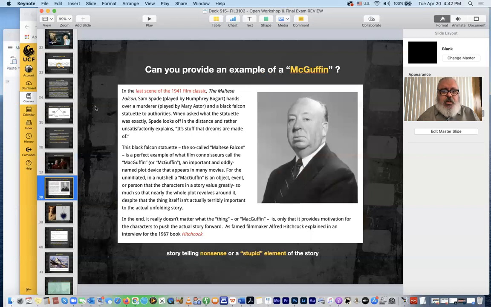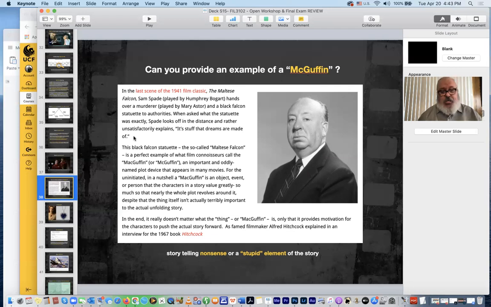In terms of the MacGuffin, it was very eloquently phrased by Alfred Hitchcock when he described the MacGuffin as storytelling nonsense, or the stupid element of a story. In other words, the last bold act of a lazy writer.